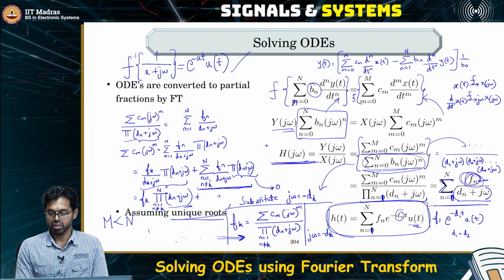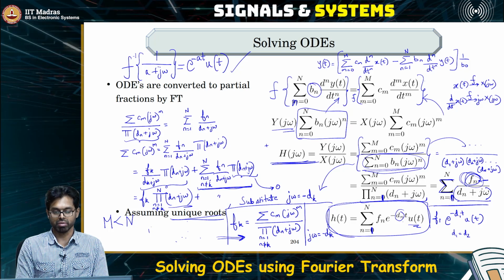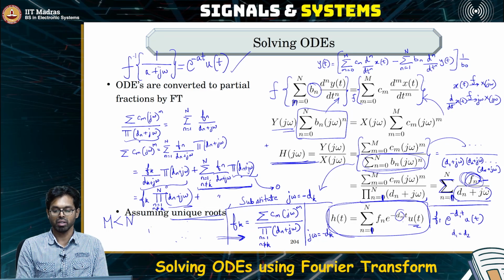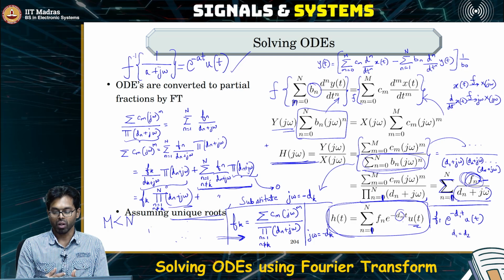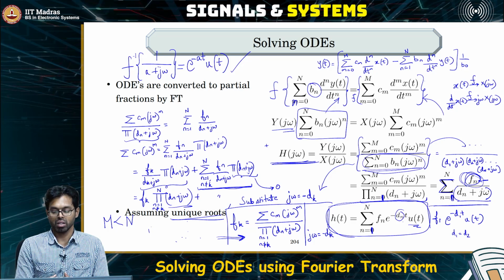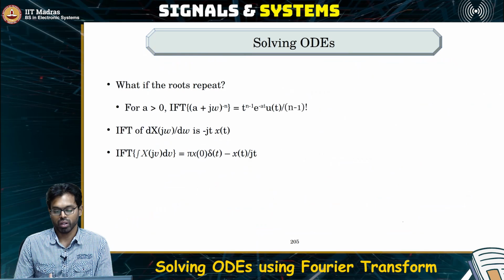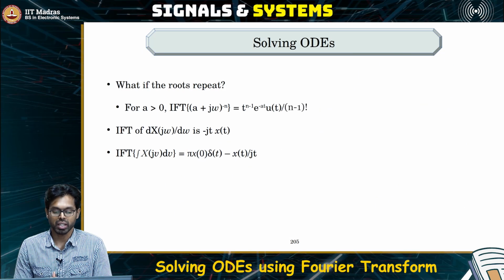Okay, because the impulse response is 0 for all negative values of time. So, the set of differential equations that we have here, a system which is represented by an ODE, is always a causal system. This LTI system is always causal. Okay, now what if the partial fraction roots repeat?